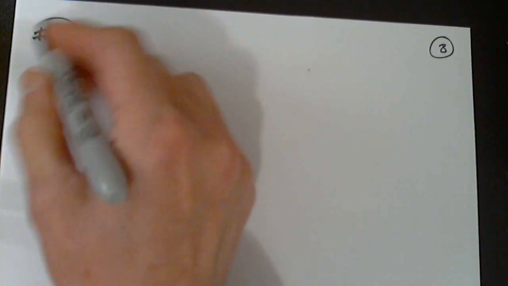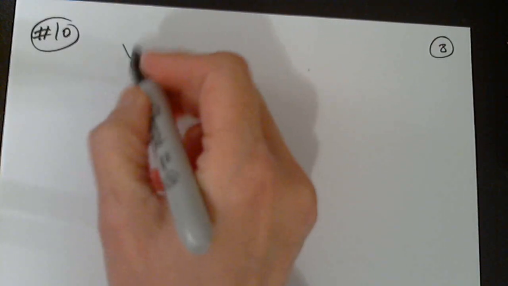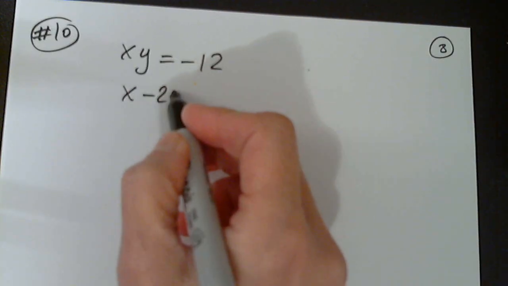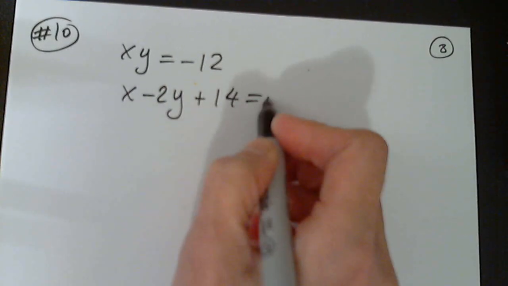Can we do a substitution first and then an addition? Yeah. Can we do 10 first? Good. So xy equals negative 12 and x minus 2y plus 14 equals 0.